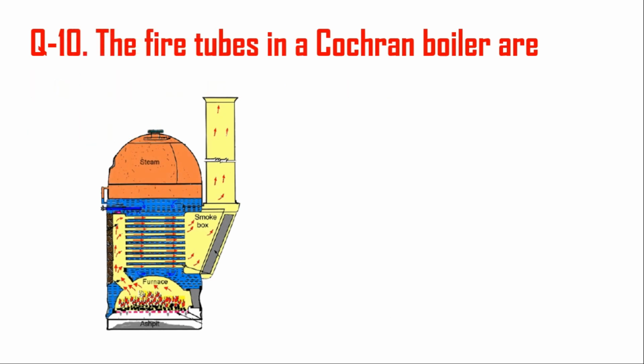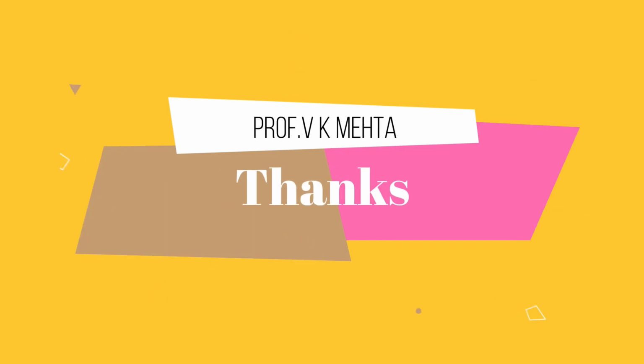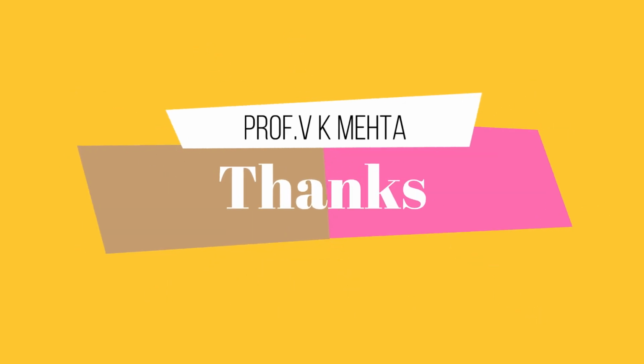The fire tubes in Cochrane boilers are dash. Here you can see that this is the schematic diagram of the Cochrane boiler. Here in the furnace, the combustion takes place, and the flue gases pass through the horizontal tubes and transfer the heat to the water which surrounds the fire tubes. So the fire tubes in a Cochrane boiler are horizontal.